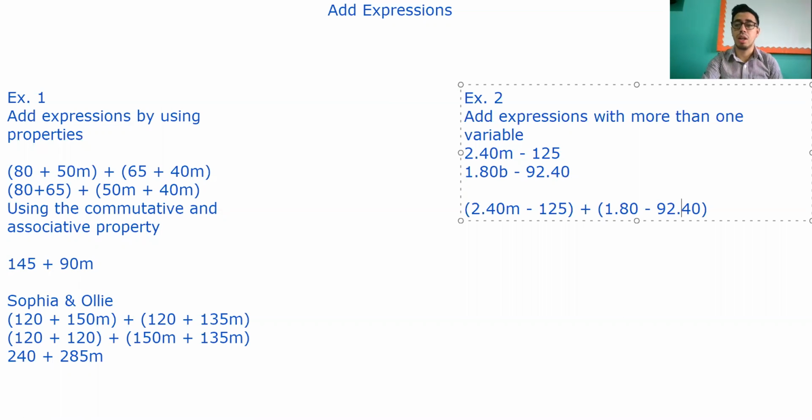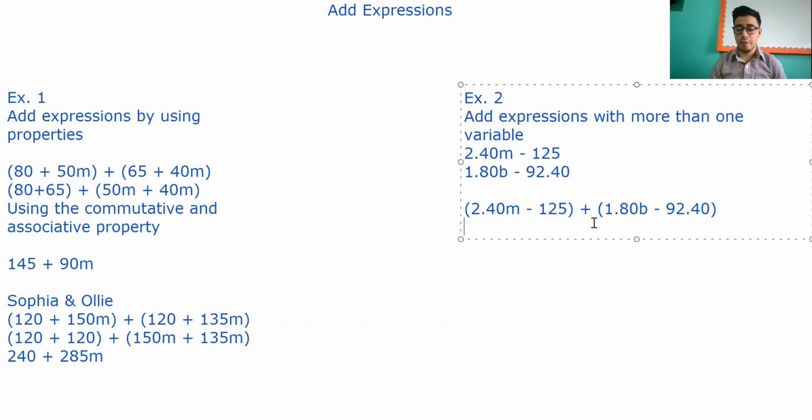In here is missing the variable B, okay? So I have 2.40M plus 1.80B. Remember, I cannot add this because they have different variables, okay? One variable is M and the other variable is B. So I cannot add or subtract if they have different variables. I can do it like in here, that I have the same, okay? Or like in here that they don't have any variables, so I can subtract or add.